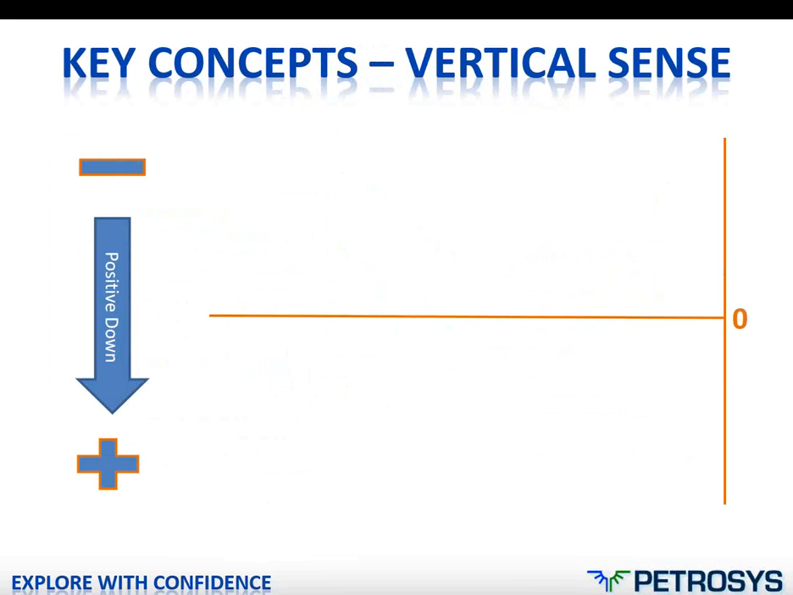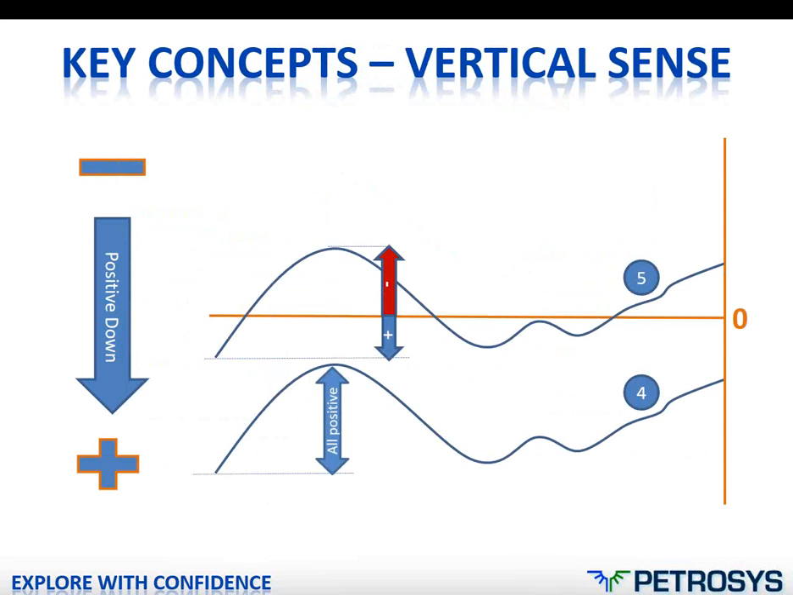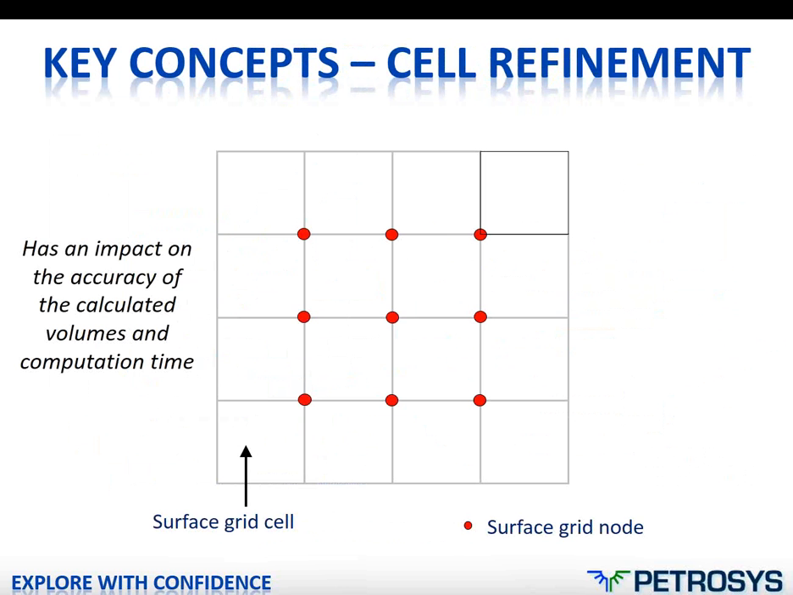In the other group, where positive is down, we have the same three cases: all values positive, another case with some values positive and some negative, and finally the last case with all the values negative. So before running any volumetrics, we need to establish what type of vertical sense we're working with.